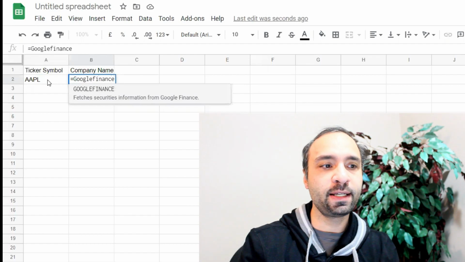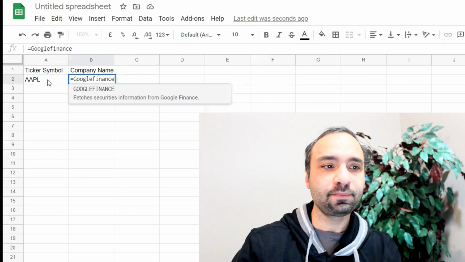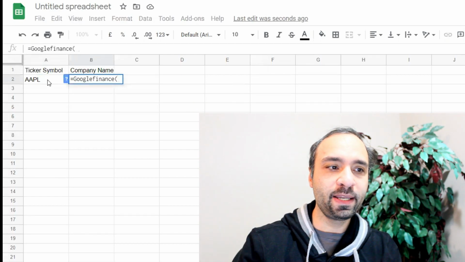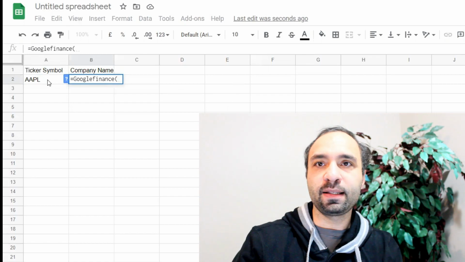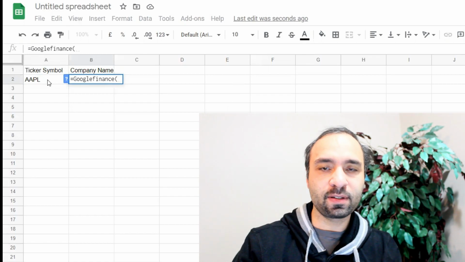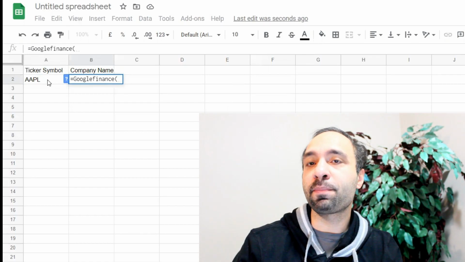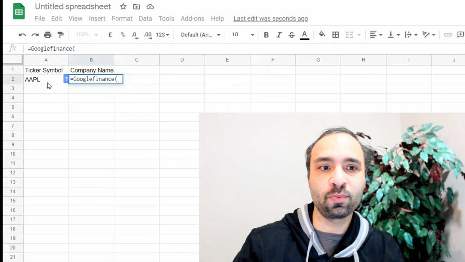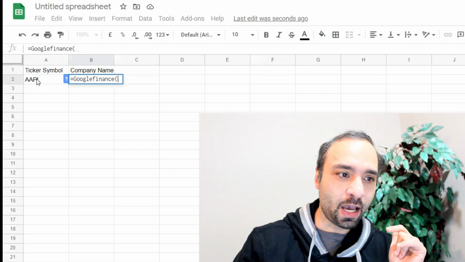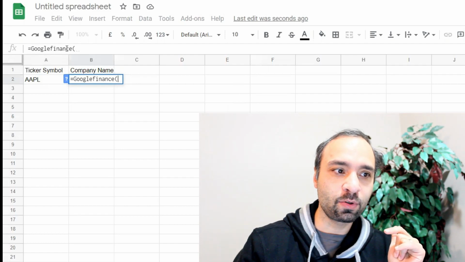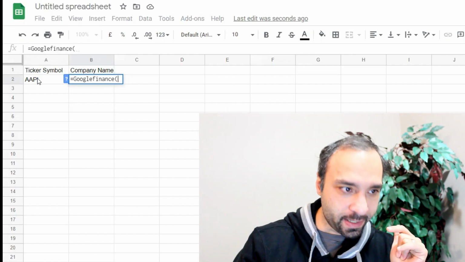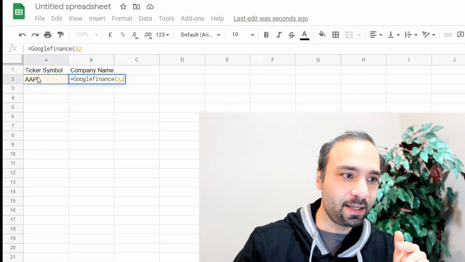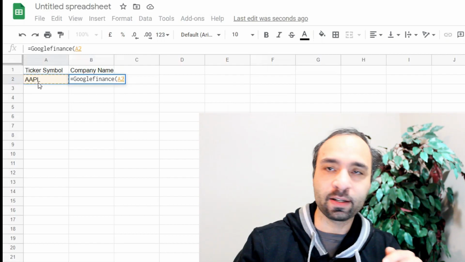So =GOOGLEFINANCE, and from there we're going to open the parentheses. We're going to let this file read the name of the company for us. So what is the ticker symbol? Because Google Finance has to know what ticker symbol you're looking for. So after I type =GOOGLEFINANCE and open parentheses, I click on the cell next to it, the cell that says A2, AAPL. So I click on that.